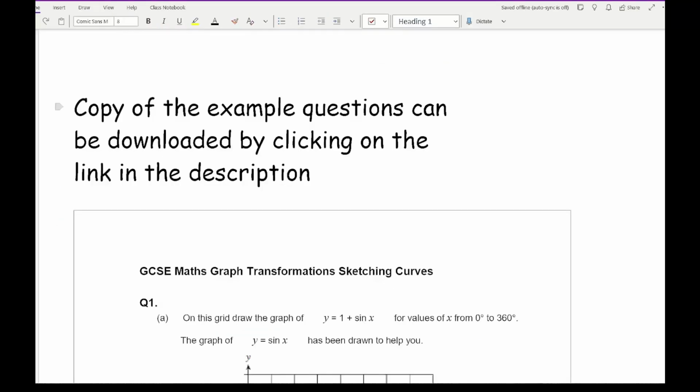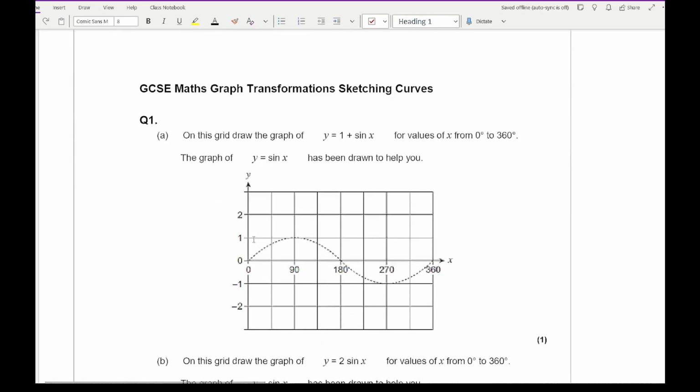So now let's have a look at some example questions taken from some past papers. If you're wanting to have an attempt or to download these questions, all you need to do is click on the link in the description and it should load up. These questions are taken from past exam papers.